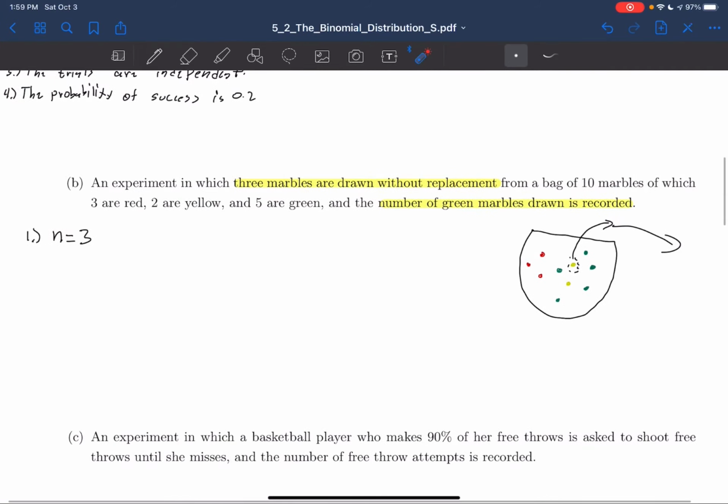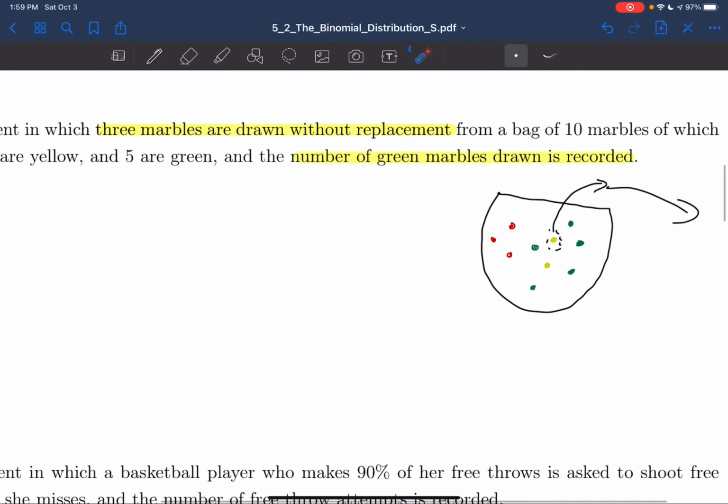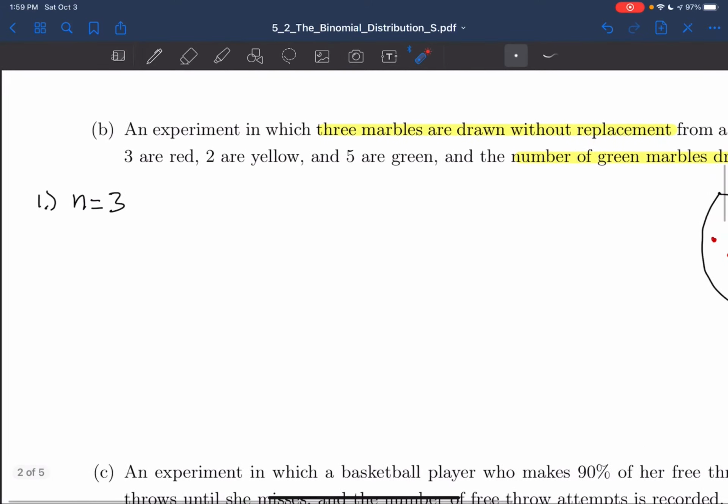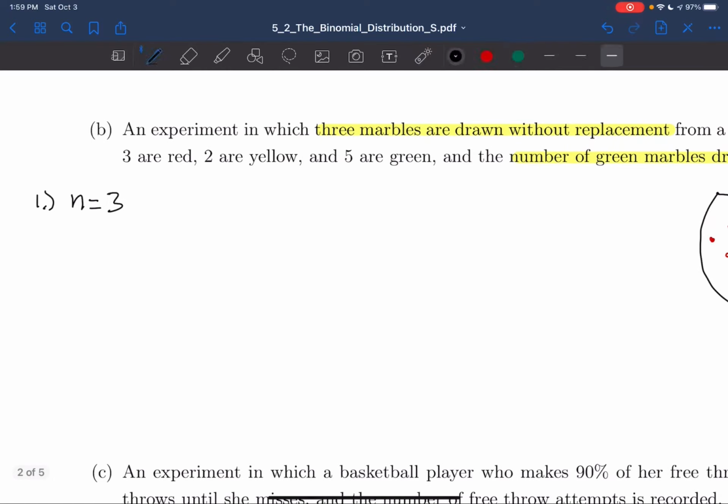Well, if you remember, without replacement means that the probabilities of these events are not independent of one another. Each trial influences the next trial. And that's a bad thing, so notice that for 2, the trials are not independent.